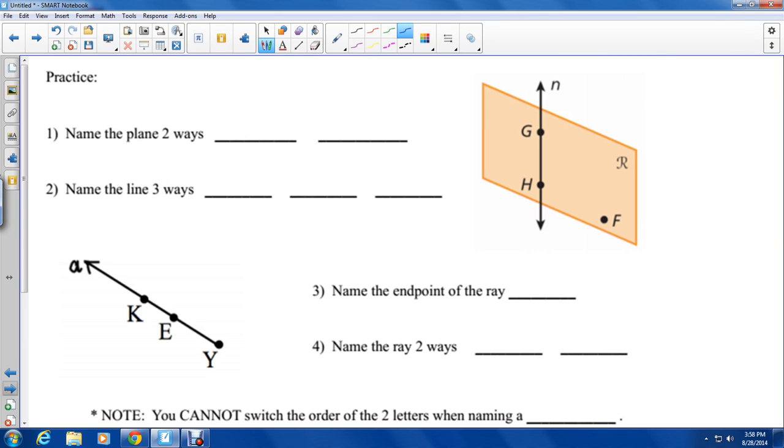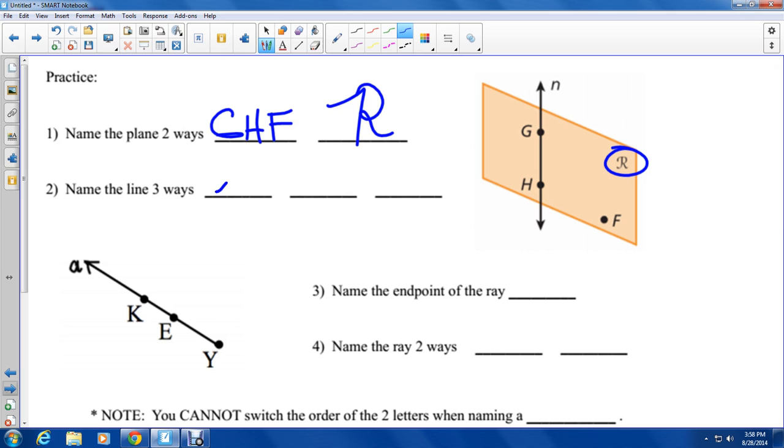How about a couple quick examples? Name the plane 2 ways. So here's our plane in yellow. Hopefully you picked up on that big script R. Awesome. Name the plane one other way then for us would be G, H, F. Non-collinear points. Name the line 3 ways.